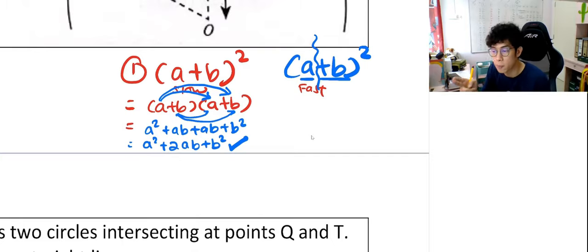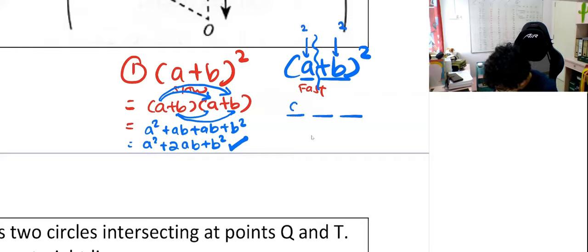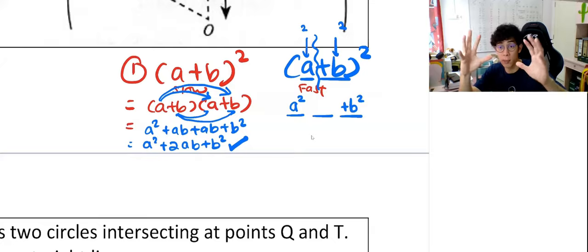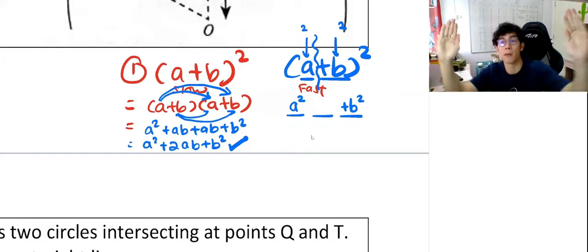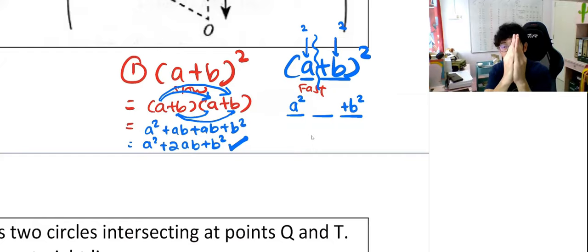Anyone still remember the super fast method? Patrick, perfect. What's the super fast method? You cut half, then you square. So 1, 2, 3, a square plus b square. So the middle one, what you do? You see my hand, you grab the a, you grab the plus b, you times. So when you times already, what happened? You get plus ab, you times 2. Plus 2ab. See or not?